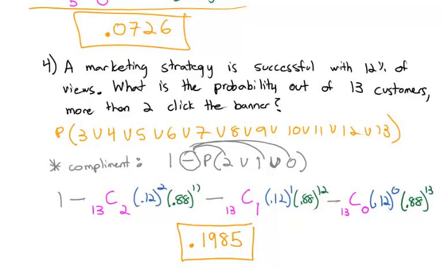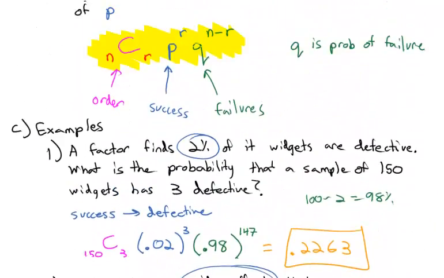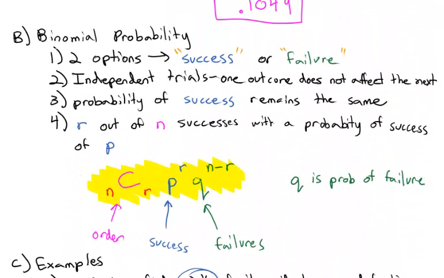And that's really all there is to binomial probabilities. It's this one simple formula used over and over again. We multiply the order times the successes times the failures. Take a look at your homework assignment, give these a good practice, come to class with questions, and we will see you then.